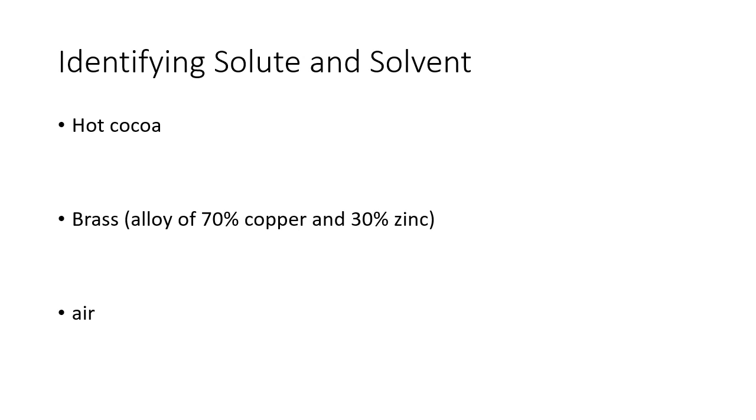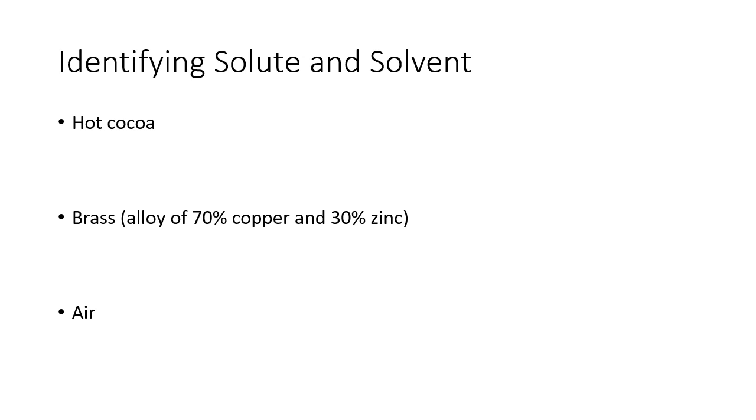All right, so let's see if we can identify the solute and solvent. I've given you an example of three things that you've probably encountered in everyday life: hot cocoa, brass, and air. And these are all three different phases: liquid, solid, and gas. I want you to try to identify the solute and the solvent for each of them. When you think you know, go on to the next slide.